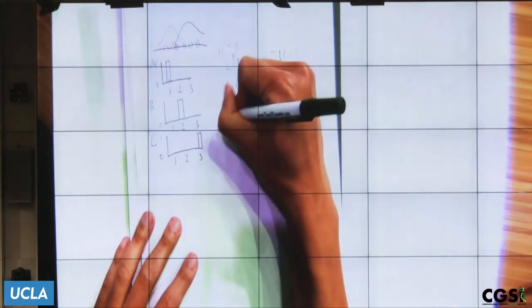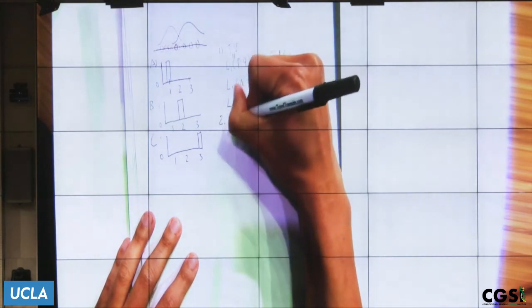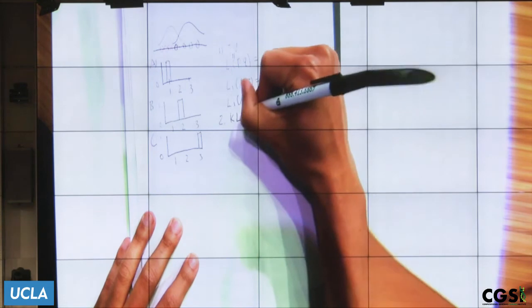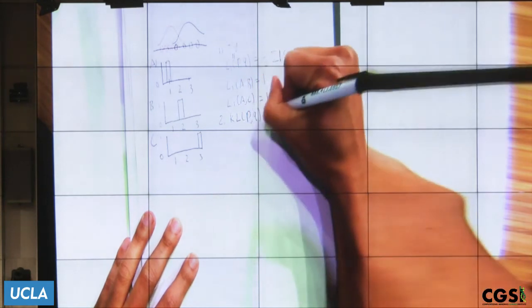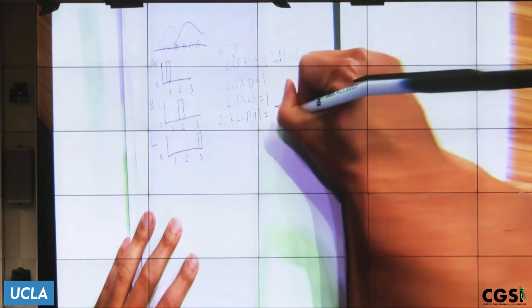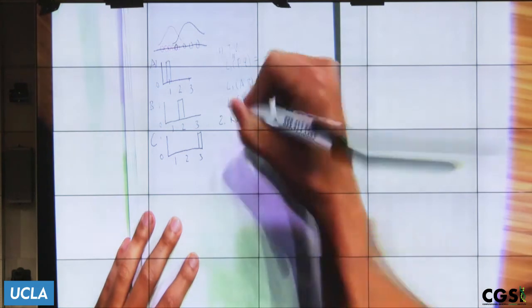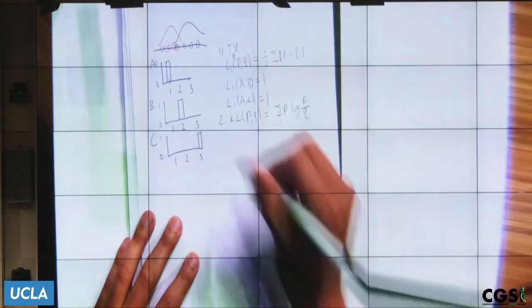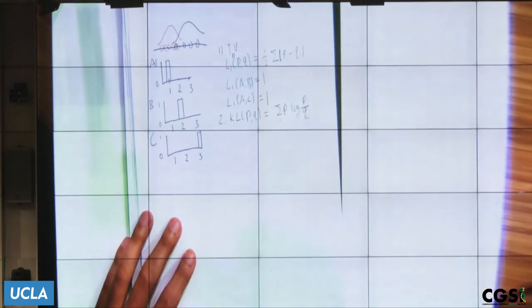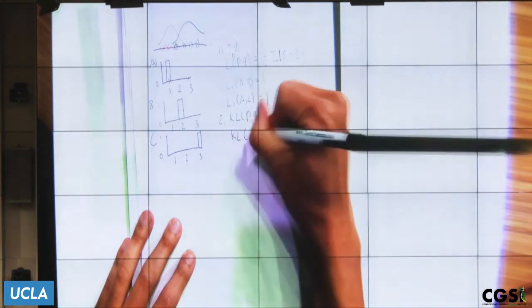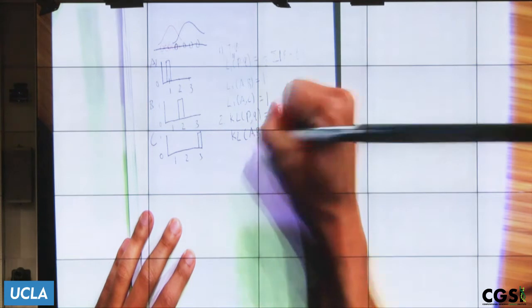Okay. So the second one that people mentioned is KL. So KL between two distributions P and Q is the sum of Pi times log of Pi over Qi. That's just the definition of KL. It's a particular kind of cross entropy term. So what is the KL between A and B?